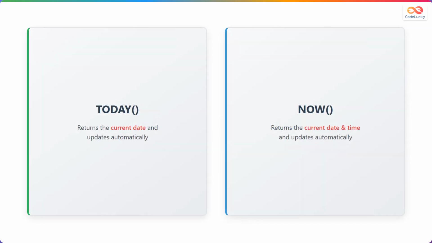Let's start by understanding what these functions do. The Today function returns the current date, and it automatically updates whenever you open the Excel file. On the other hand, the Now function returns both the current date and the current time, updating automatically as well.